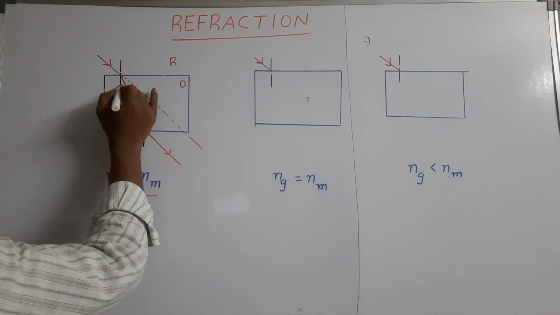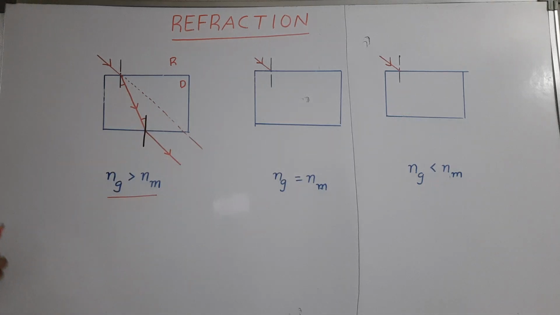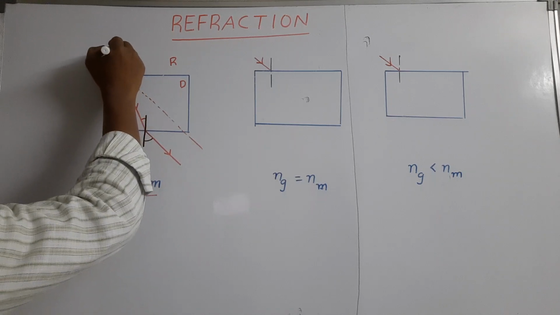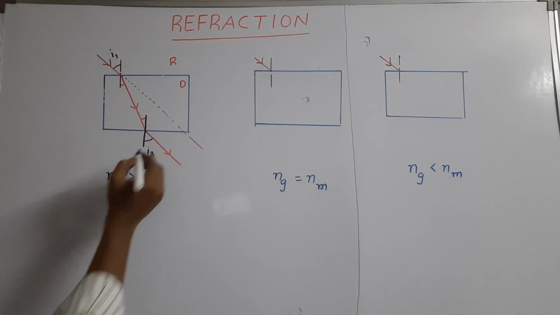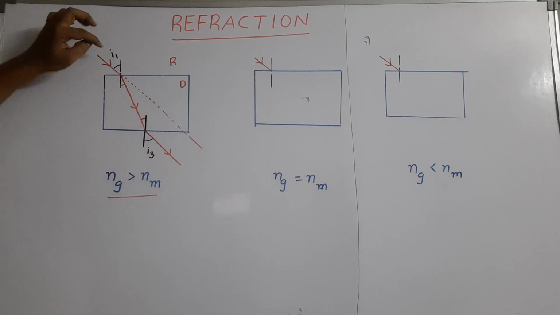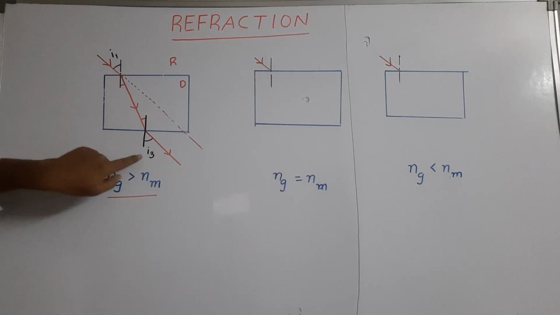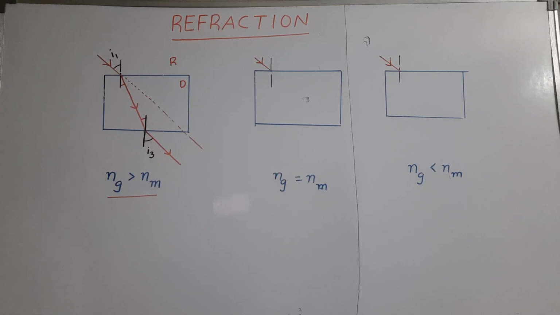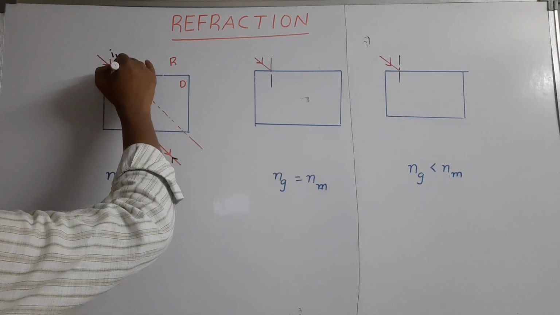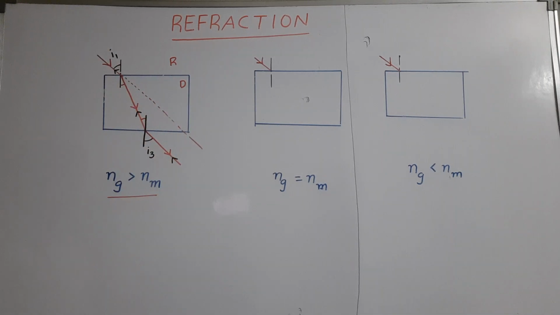Here this angle and this angle are equal, and these two angles are also equal. I1 is equal to I3. This I3 is called the emergent angle. Incident ray, refracted ray and emergent ray: angle of incidence, angle of refraction, and this one is angle of emergence. This angle of emergence is equal to the angle of incidence. Why? Because according to the principle of reversibility, if you reverse the light ray, it goes in this path. So that's why I1 is equal to I3.